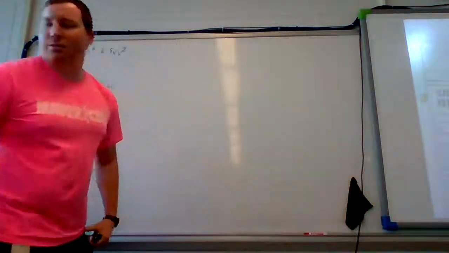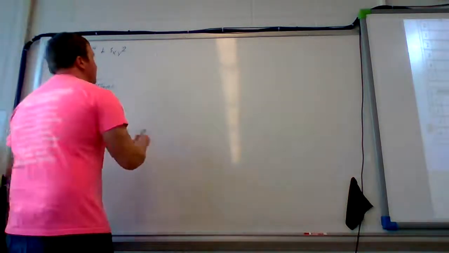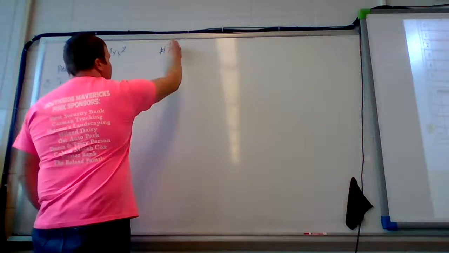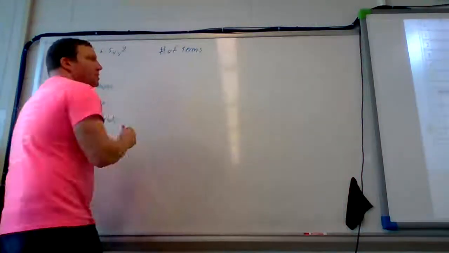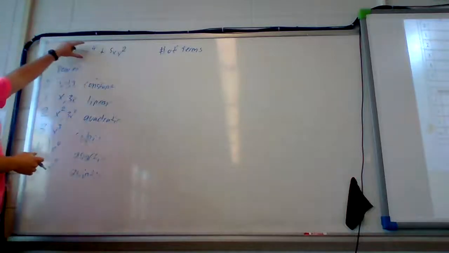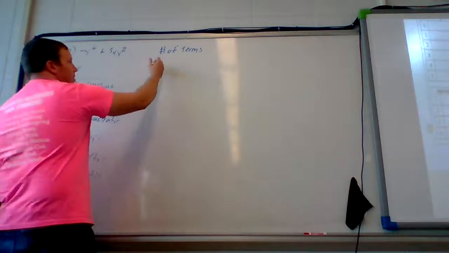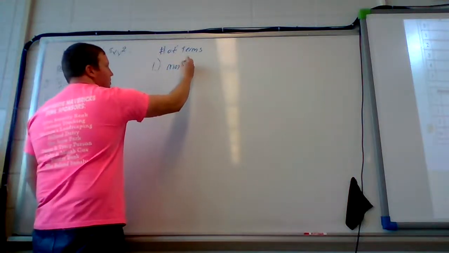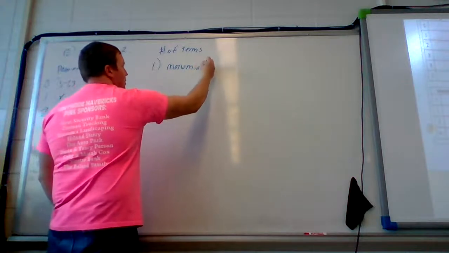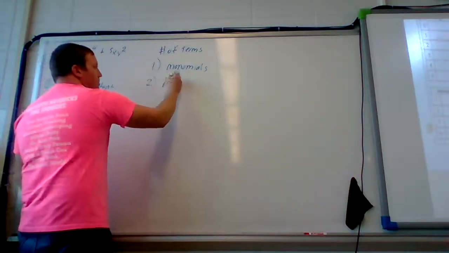So the next way we can classify is by the number of terms. Again, the number of terms is based off of how many pieces or terms are added or subtracted. So if we have a single term, or 1, we call those monomials. If we have 2, we call those binomials.